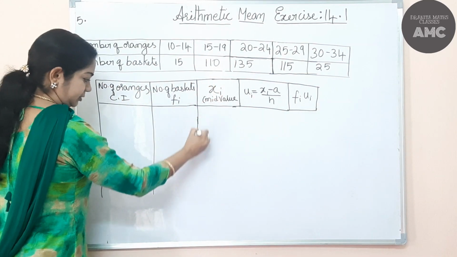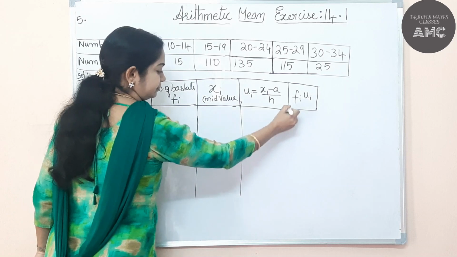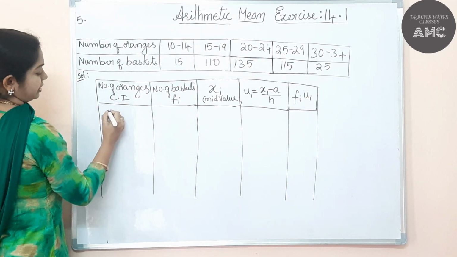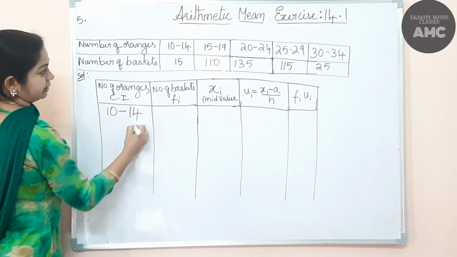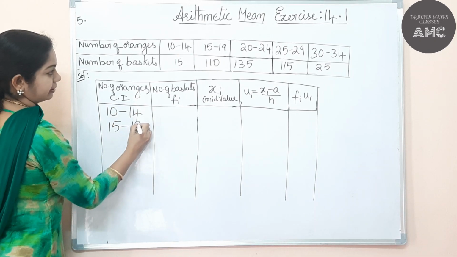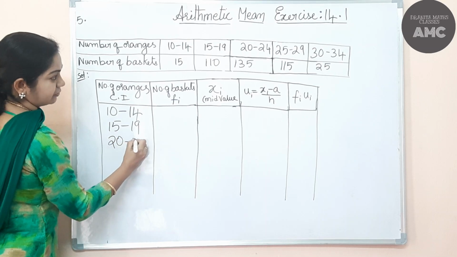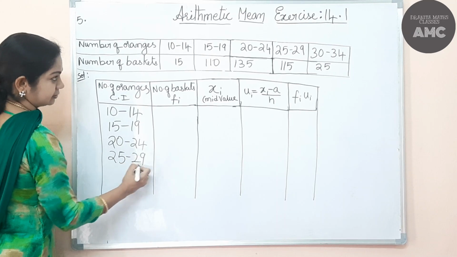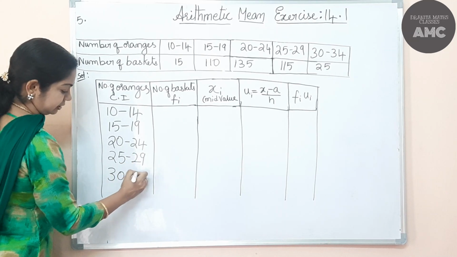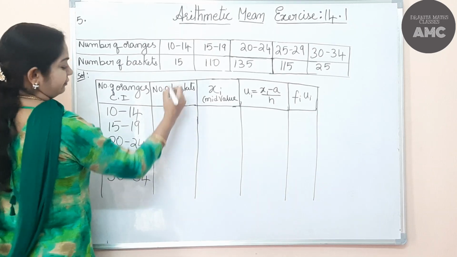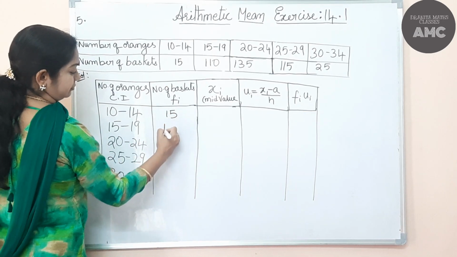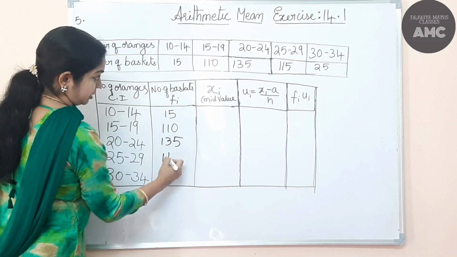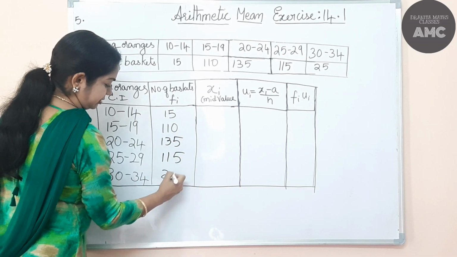Let's draw the tabular column. Here. The first one is 10 to 14, 15 to 19, 20 to 24, 25 to 29, 30 to 34. Right. Now the f values 15, its value is 135, 115 and 25. These are the frequencies.